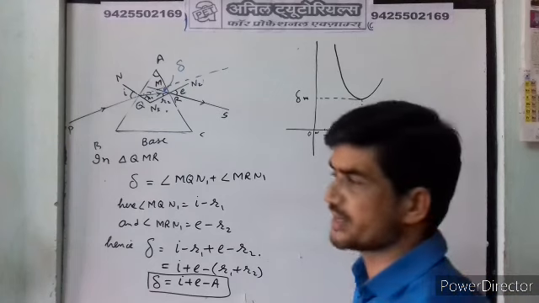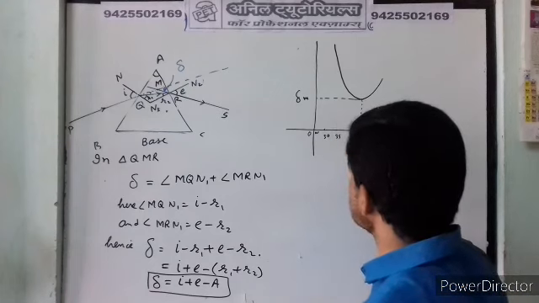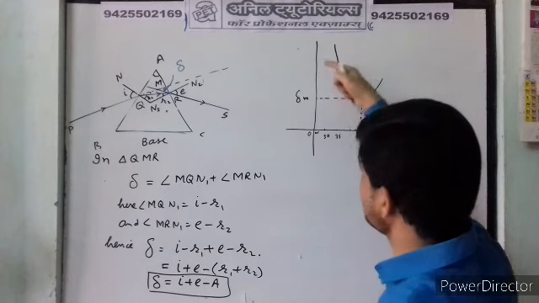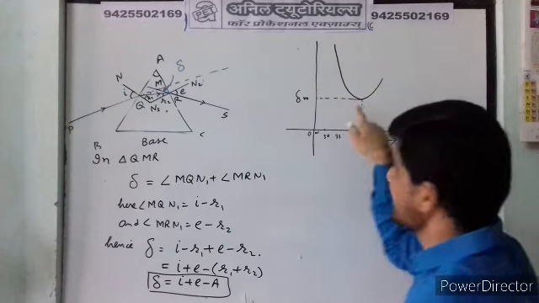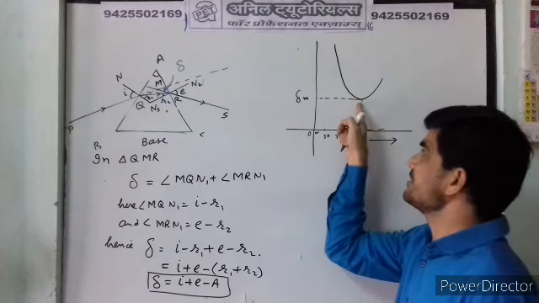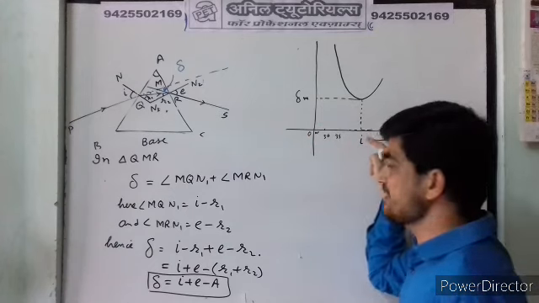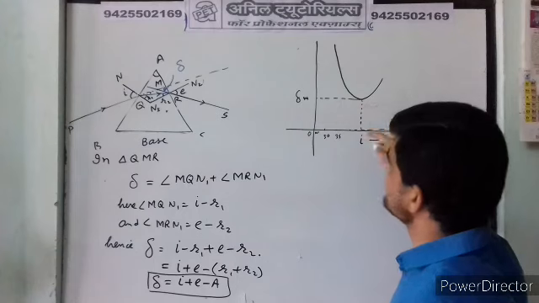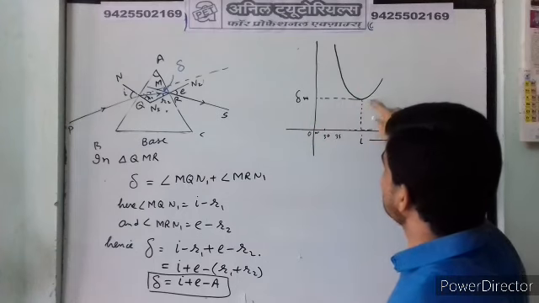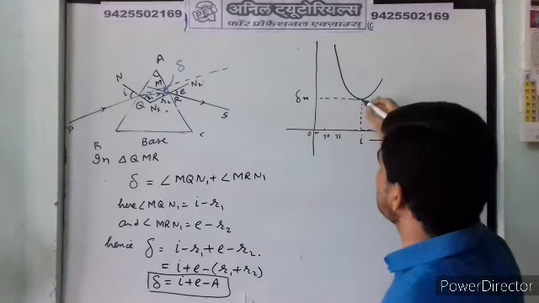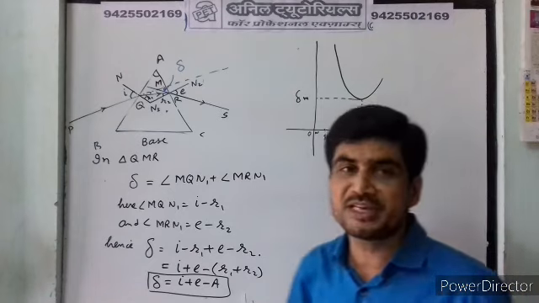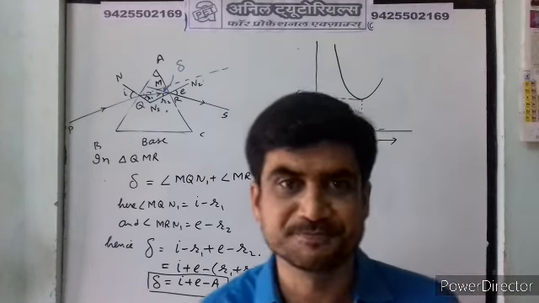Okay, just see once again. On increasing the angle of incidence, initially you will find the value of angle of deviation is decreasing, and at a particular value you will find the minimum angle of deviation, and then when you further increase the value of i, you will observe that the angle of deviation is further increasing. So at a particular value you will have the minimum angle of deviation.